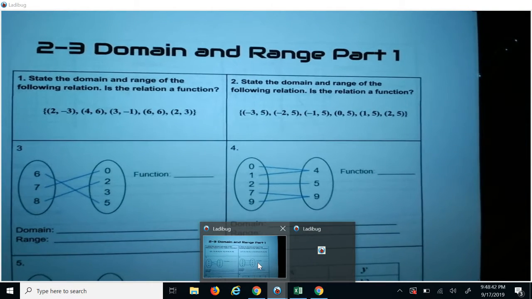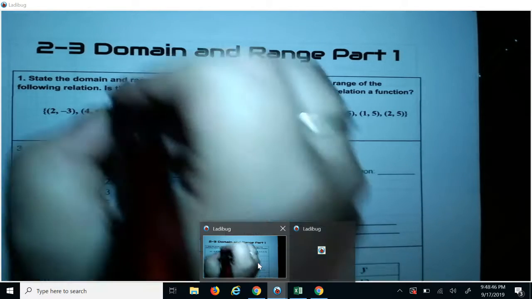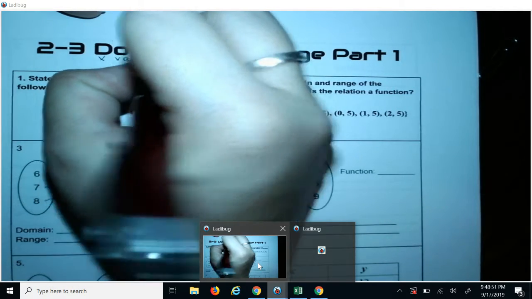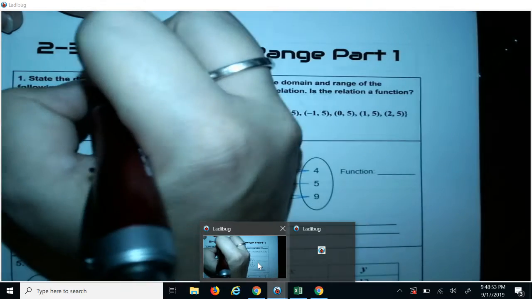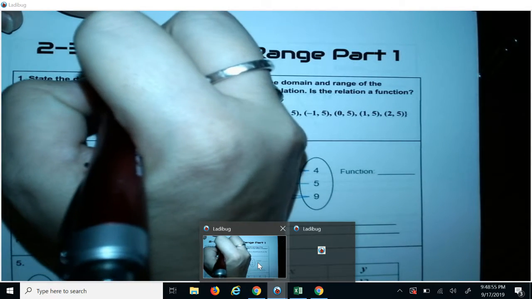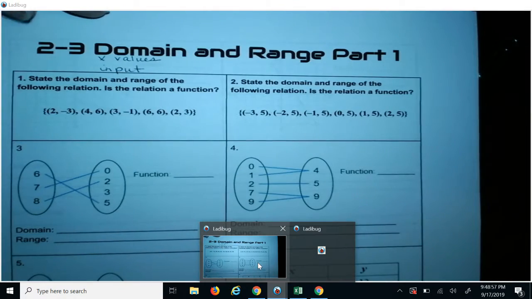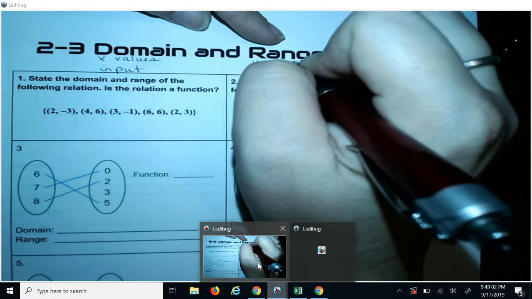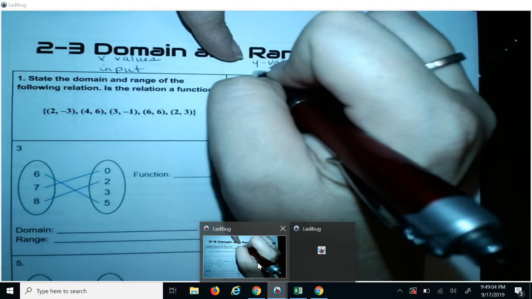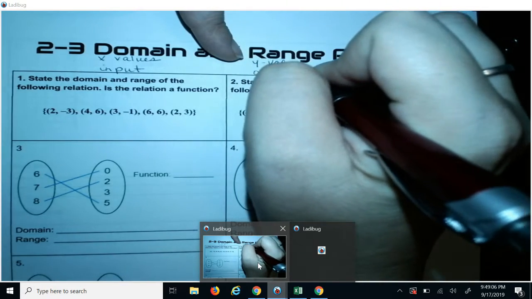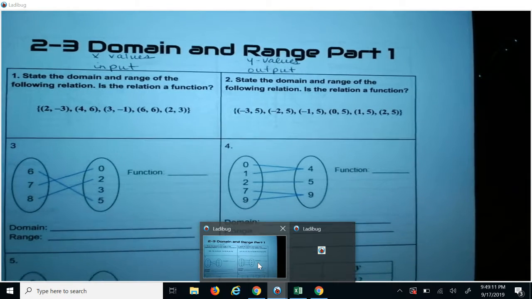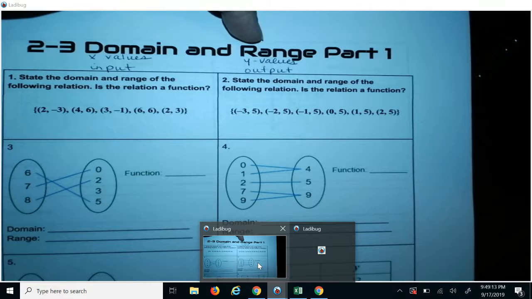Okay, so we're talking about domain and range. Now remember, domain means our x values, and it can also mean our input. Range is another word for our y values or the output of a function. There's lots and lots of words that mean domain and range.